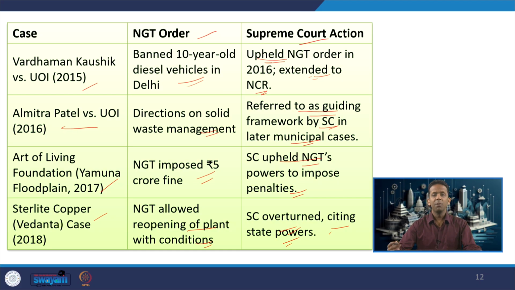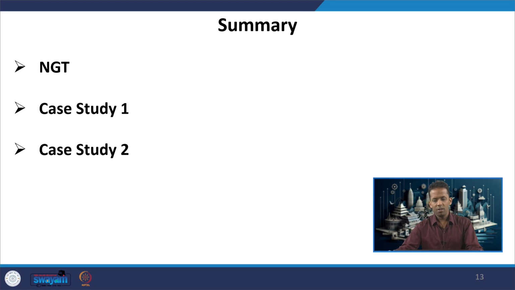So, these are some of the cases where you can see NGT's orders may be accepted or may be rejected by the Supreme Court depending on the case, but most of the time, the orders will be upheld or accepted because NGT does have a proper framework and a panel which keeps changing every 5 years. So, it is always fresh with expert members involved in it. So, the Supreme Court will have confidence in their judgment most of the time. So, this is it for today's lecture.